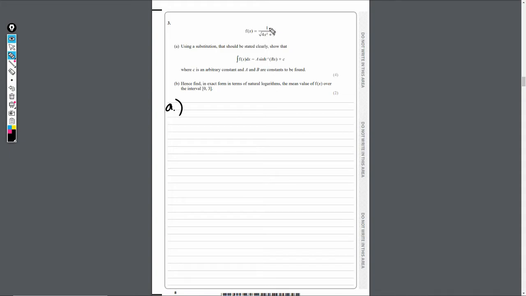So we've got f of x is 1 over the square root of 4x squared plus 9. And we have to use a substitution here, that should be stated clearly, to give the integral of f of x dx being equal to a hyperbolic sine inverse bx plus c.